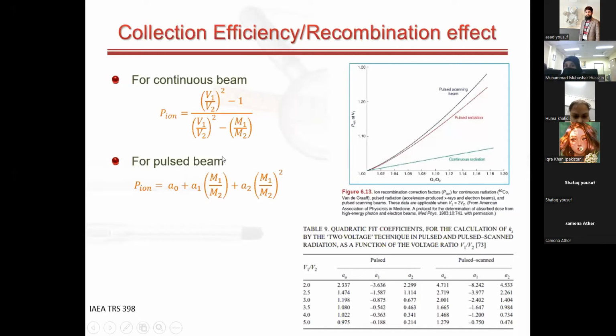And for pulsed beams, like radiation beams of a linear accelerator, they have given us another formula where A0, A1, and A2 are the coefficients provided by, again, Boag and Almond, and the table of these A0, A1, A2 at different ratios of V1 to V2 is also given in table 9 of the IAEA dosimetry code TRS-398. So by using these formulations, we can calculate the ion recombination correction factor, and we can apply this correction factor for an accurate amount of exposure.